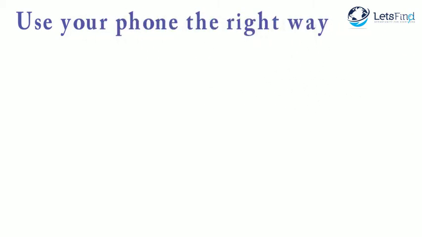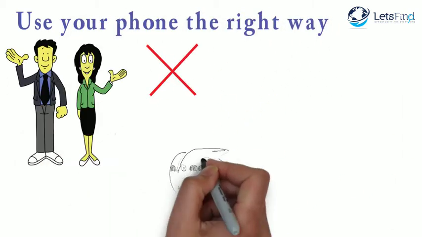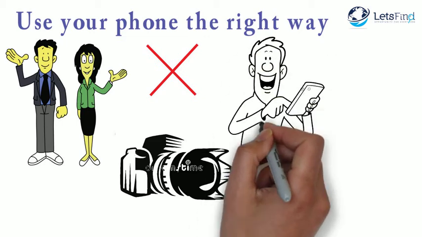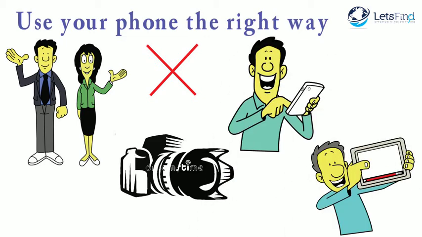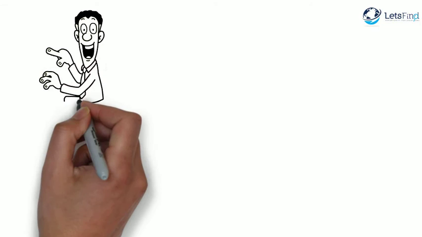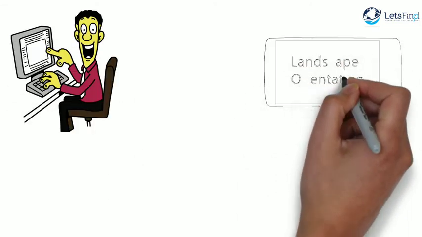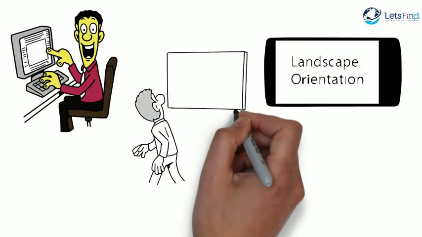Use your phone the right way. If you don't have DSLR cameras, you can use your mobile phone for capturing high-quality videos. Make sure to record video in landscape orientation. This makes the video look elegant even on bigger screens.